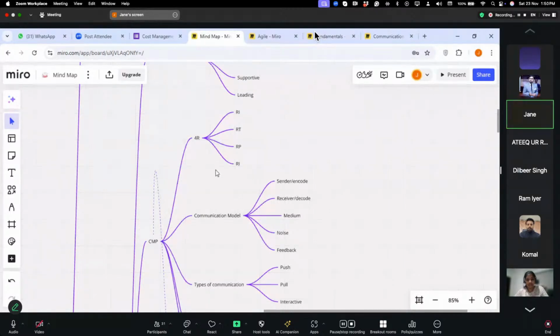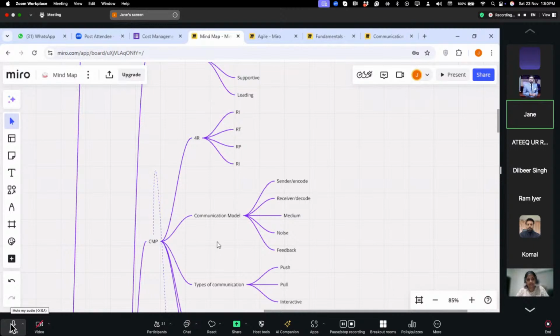And then this communication management plan basically covers all the things about communication, like who needs the information, when they need it, why they need it, how the communication will be delivered to them, and how this communication will be stored. So all that information will be available in the communication management plan.